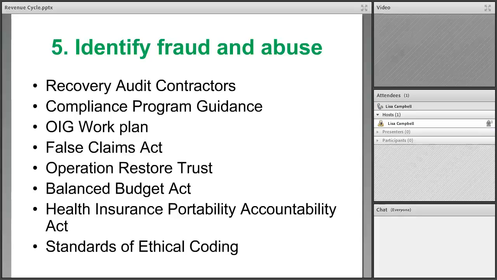On an annual basis, the Office of Inspector General publishes a work plan. The work plan identifies by Medicare Part A, Part B, Part C, Part D what they're going to be looking at. As an organization, it's in our best interest to identify those areas and self-audit, to ensure that if we were to get audited for that service by the OIG, our documentation supports coding.